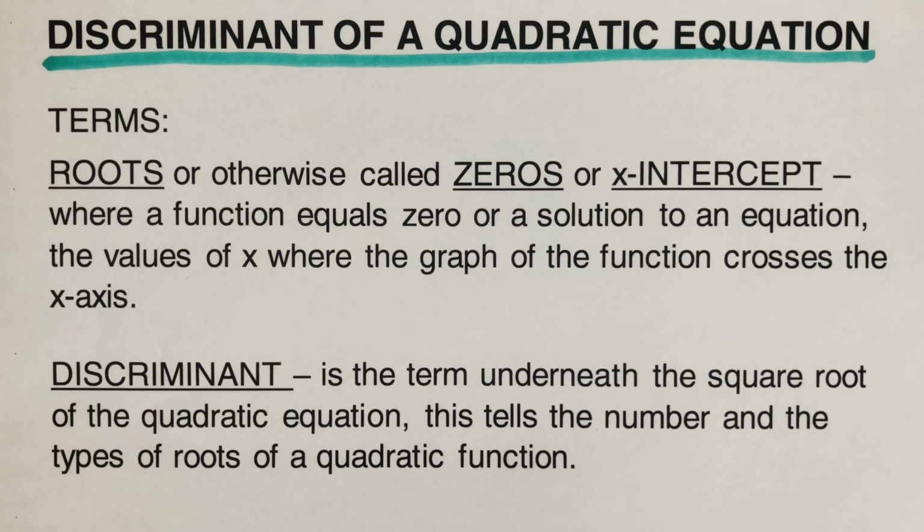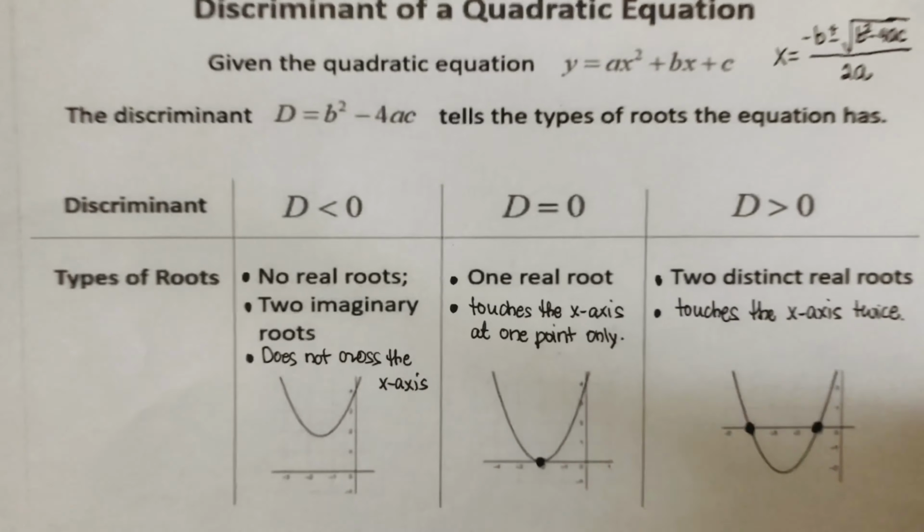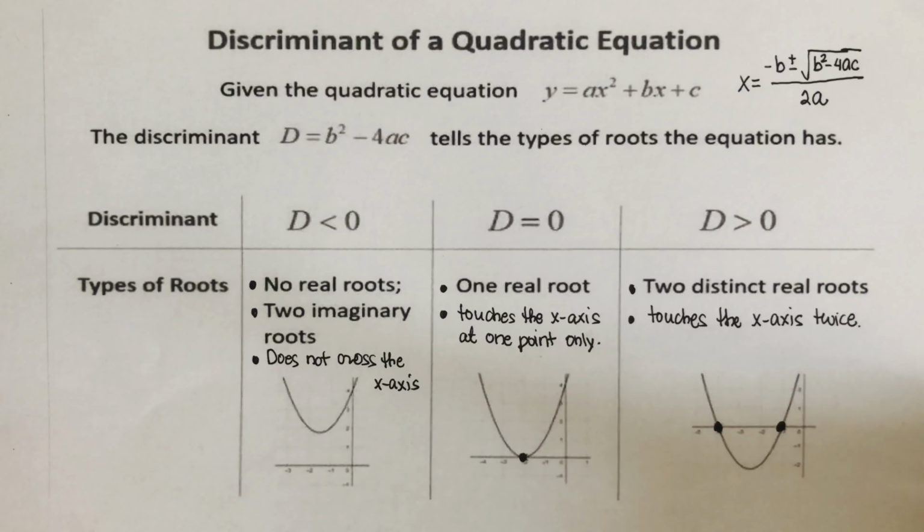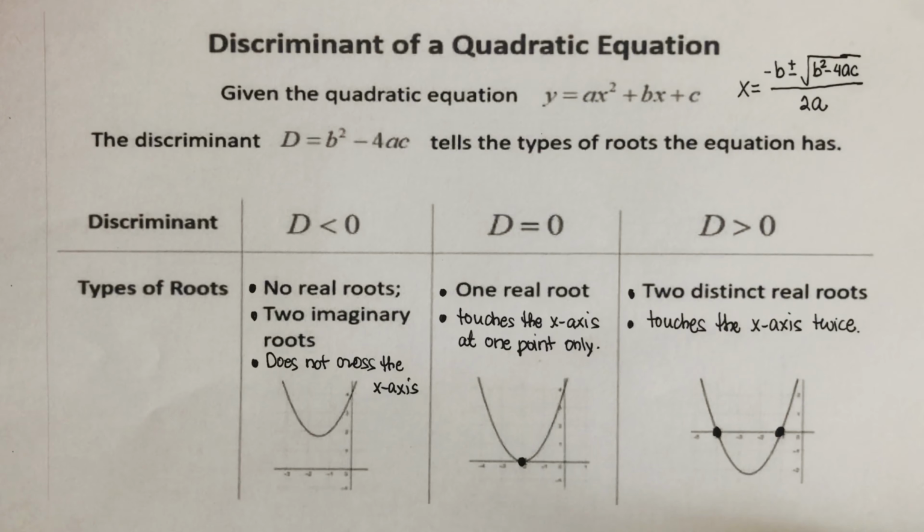There is another term that we have here. We have the discriminant. The discriminant is the term underneath the square root in the quadratic formula. This tells us the number and the type of roots of a quadratic equation. To better understand this, I have prepared a picture here with a graph and the possible solutions to a quadratic equation.